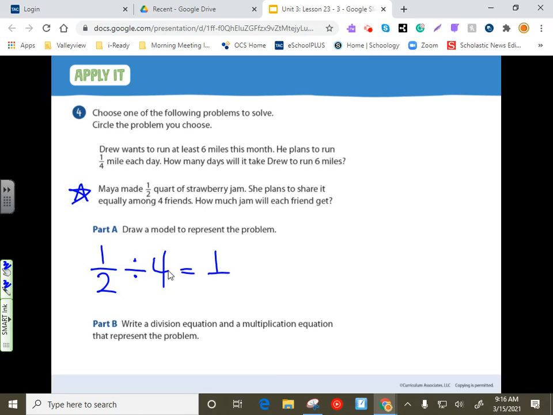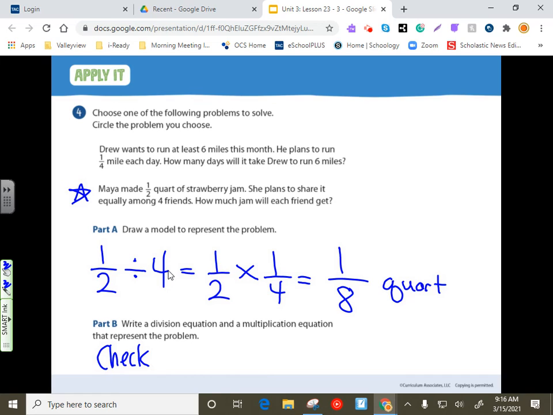To solve it, we keep the first term. We change division to multiplication. We change this to that. And everybody's going to get 1/8 quart of jam from her. 1/8 quart. And you can check that. I'll use this part B here as our check, because you've got the 4 people and they all get 1/8. Well, let's add that up. If all 4 people got 1/8 and you add it up, it's 4/8, also known as 1/2. So that checks.